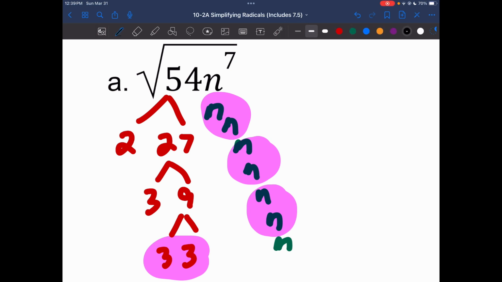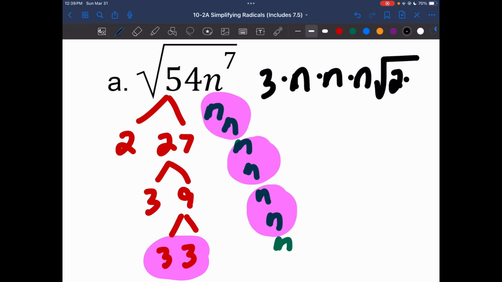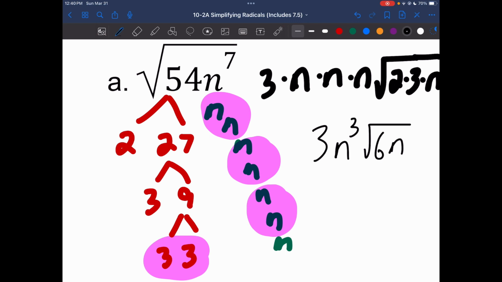So on the outside, I'm going to have n times n times n, and I have the 3 that we brought out. And what's left on the inside? We have a 2, a 3, and an n. So now we need to simplify. We need to combine like terms. We need to multiply. So we have a 3. N times n times n is n to the 3rd. And we have the square root of 2 times 3 is 6, n.